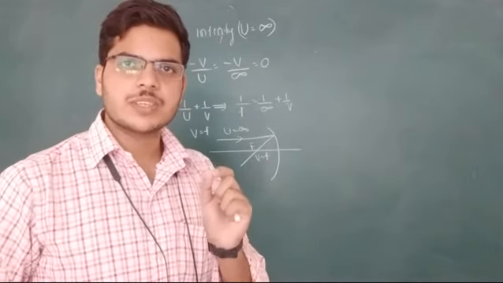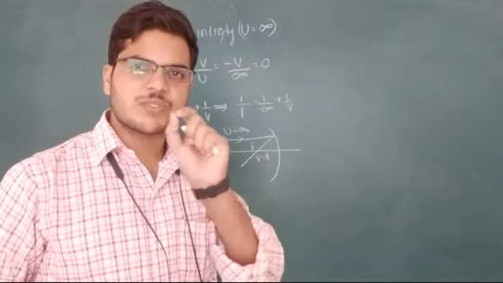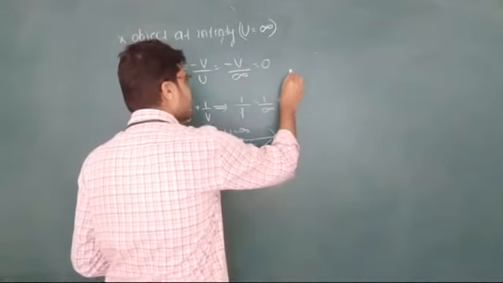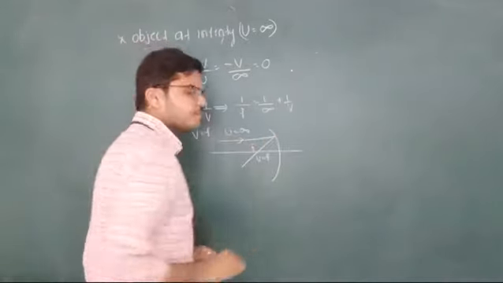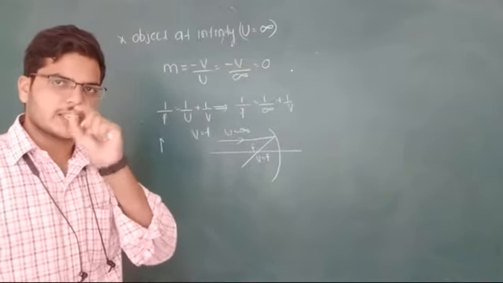What is the meaning of this? This means that the size of the image is very, very diminished. Means it is a point image. The image will be a spot like this. Now, is it clear? The image size is point size.